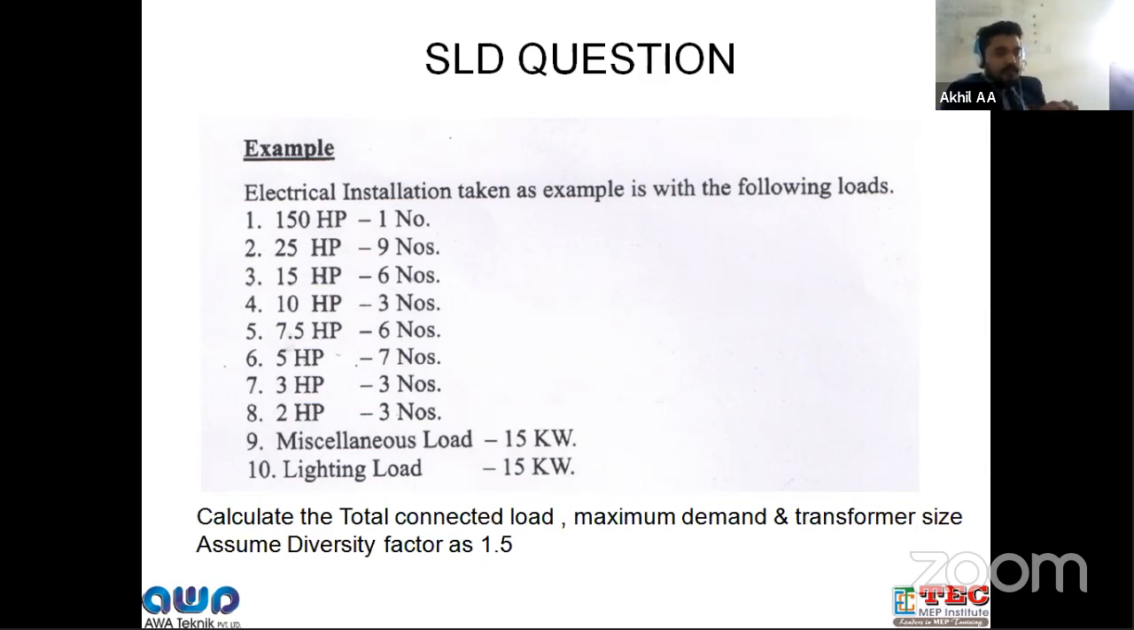And 10 HP motors, 3 numbers, 7.5 HP, 6 numbers, 5 HP, 7 numbers, 3 HP, 3 numbers, 2 HP, 3 numbers. And the miscellaneous load, 15 kilowatt, and lighting load, 15 kilowatt. So all the load details are given.